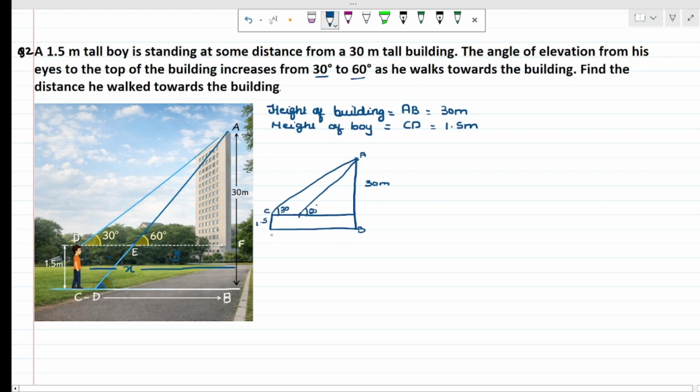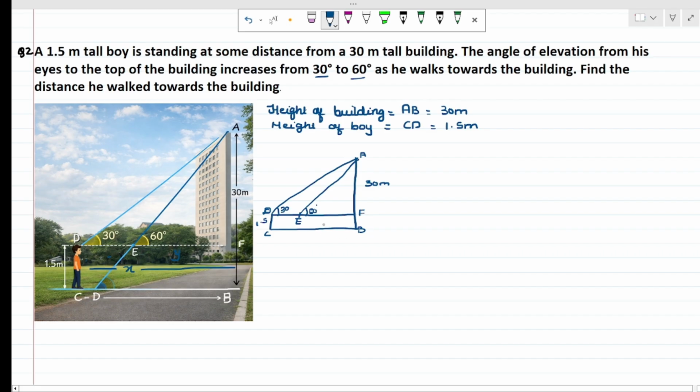And the height of my object, that means my boy, is CD. So right over here it's CD. It is moving towards the building, that means we are naming it as point E, and the point on horizontal level we are mentioning as AF.